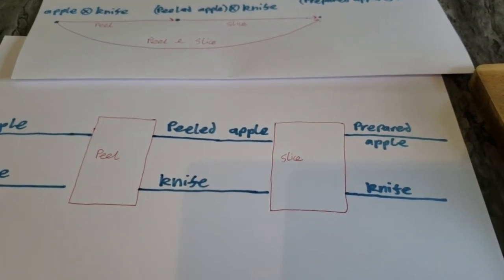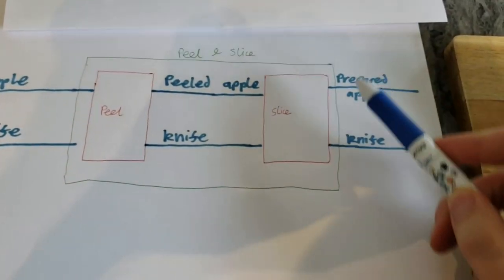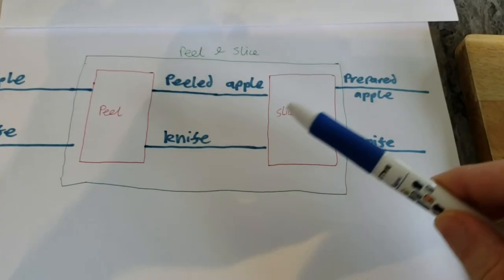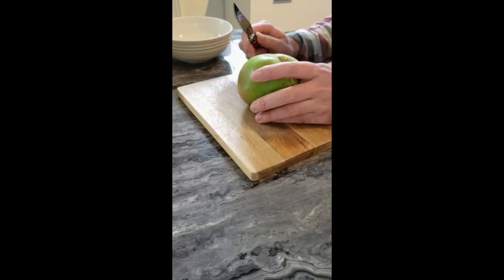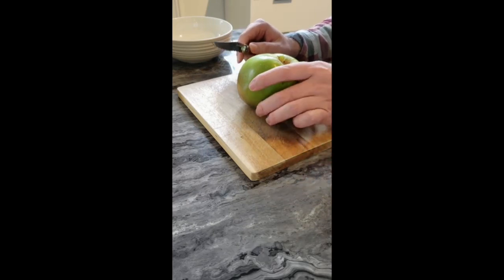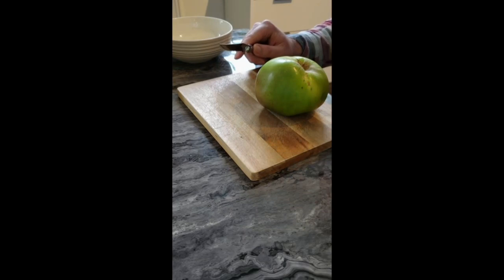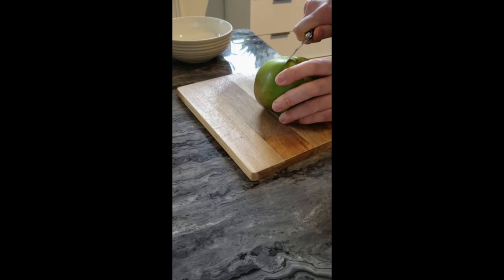Also we have this idea of composition. So we can form a bigger box that's representing all of the things that are going on in here. Okay, so let's perform this peel function then. We have these inputs, a pair of an apple and a knife, and now we're going to perform this peel function, and hopefully as an output we're going to get a peeled apple and a knife. So let's now evaluate this function.